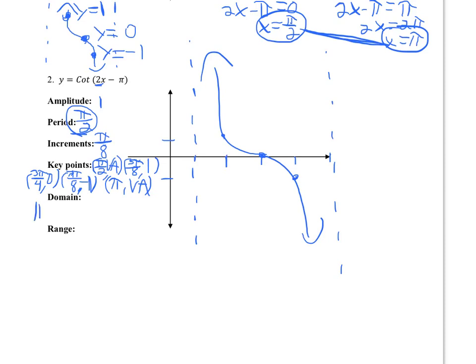Domain is all real numbers, except x does not equal these two VAs, which are at pi over 2 and pi. And the range is all real numbers. It goes up forever and goes down forever. Okay, so that was a cotangent one. And there was just parentheses, so the only thing that was going on there was a horizontal shift.